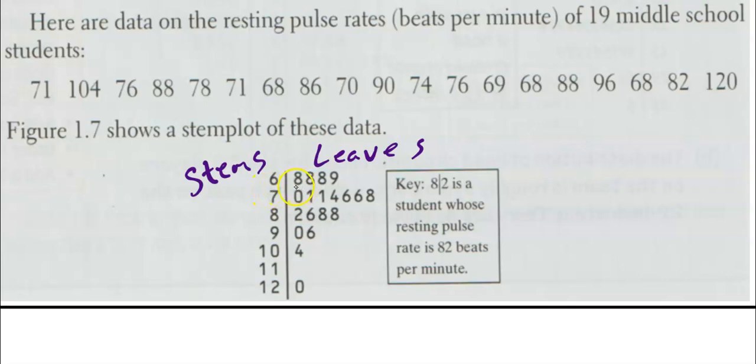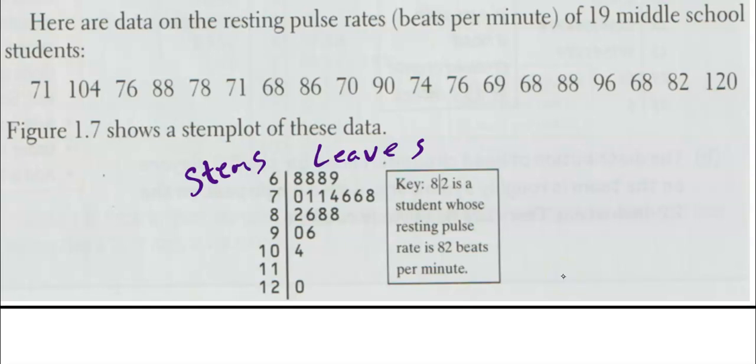So 6|8 means 68 beats per minute, 68, 68, 69, 70, 71, 71, 74, 76, 76, 78. And then if we jump down, 104. Notice nobody has beats at 110, and this last kid has 120 beats per minute. This is what I mean by include all stems, because you've got a 6, 7, 8, 9, 10, 11, and 12. Nobody has 110 beats per minute or 111.